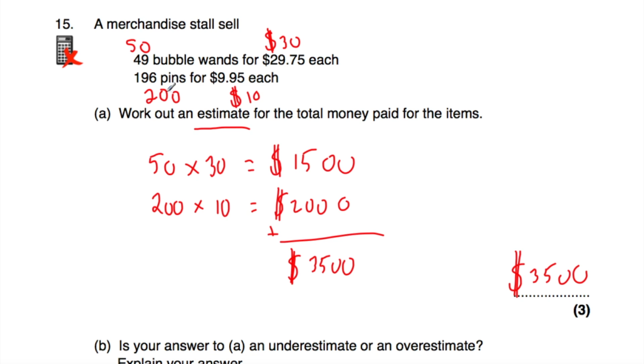And let's just check and see if we were to do 49 multiplied by 29.75 and add 196 times 9.95, that's equal to $347.95. Okay, and let's look at our next part, part B.